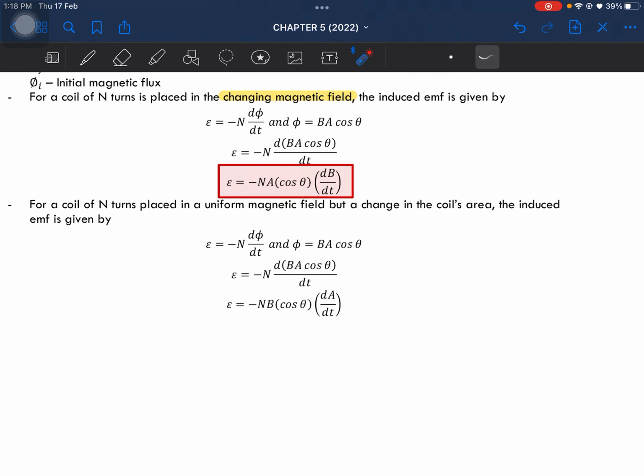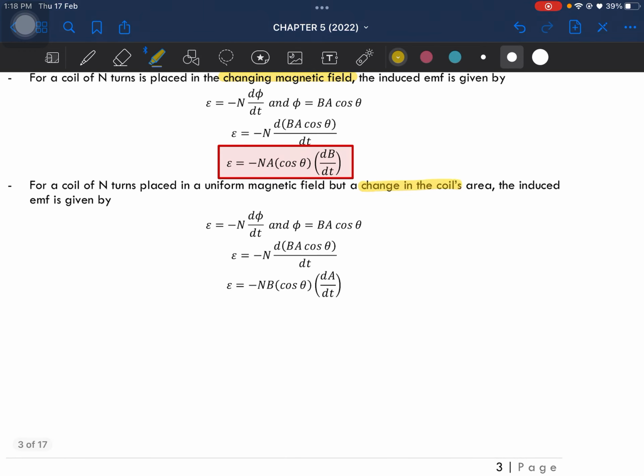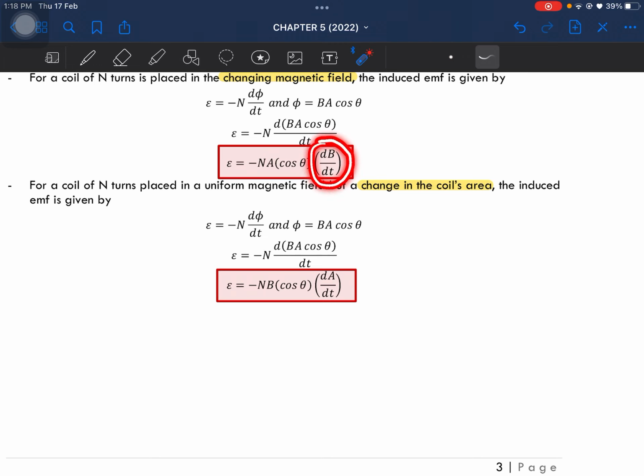But if the coil's area is the one changing, the induced EMF is then calculated using this equation. The only difference is this rate of change. This is the rate of change of magnetic flux density, and this is the rate of change of the coil's area.